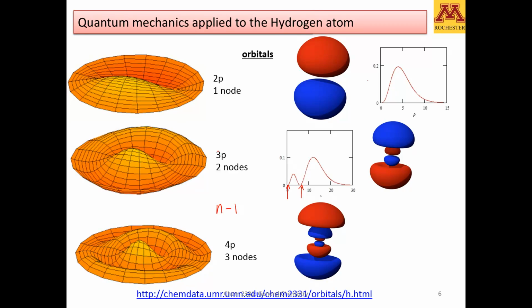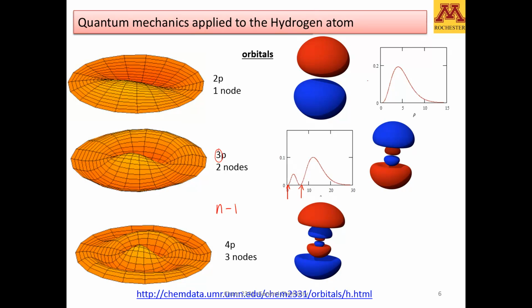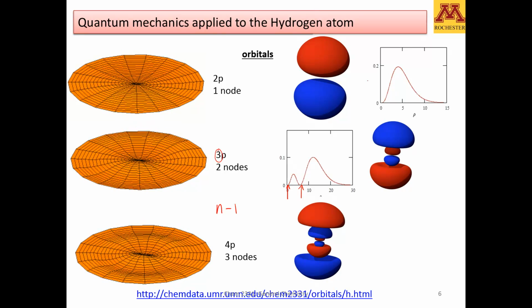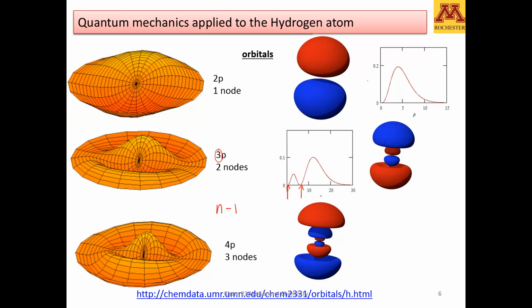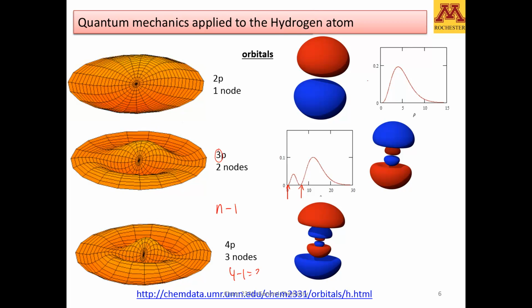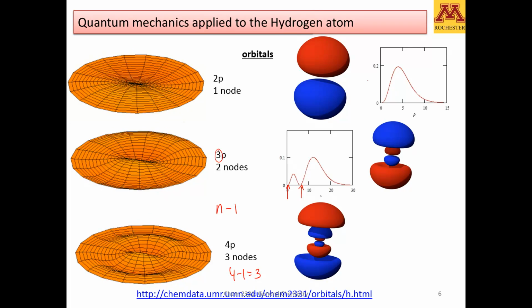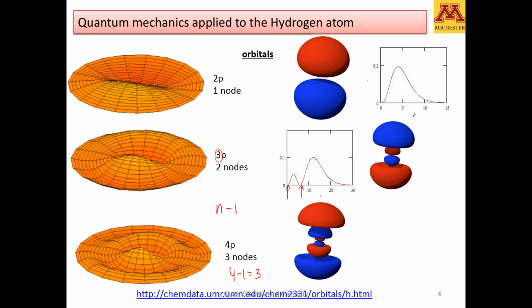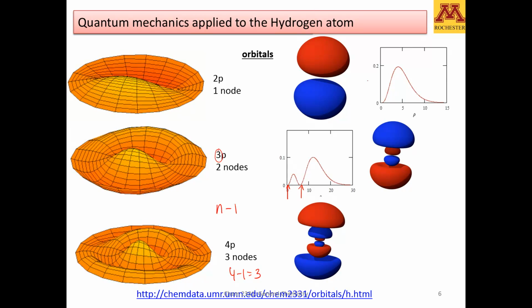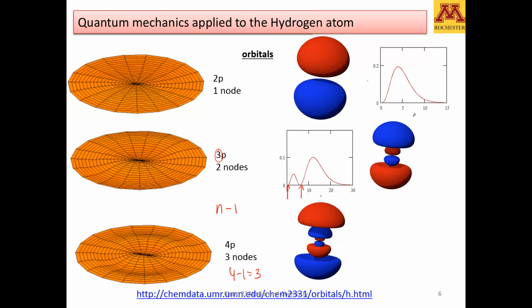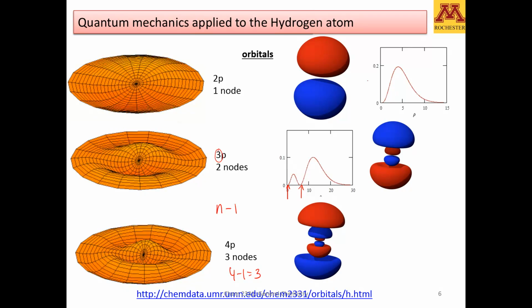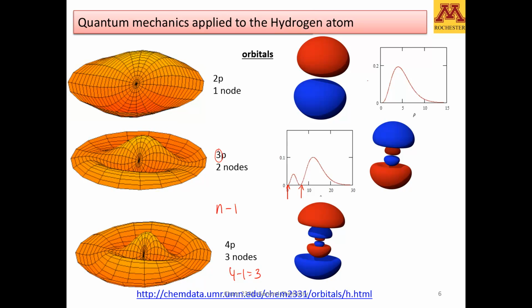What's n? n is the so-called principal quantum number. So a 3s, a 3p, a 3d will have two nodes. A 4s, 4p, and 4d will have 4 minus 1, 3 nodes. And the nodes are important to identify because it will mean that there is zero probability to find the electron there. That means it's not available for combining with other atoms and making chemical bonds.